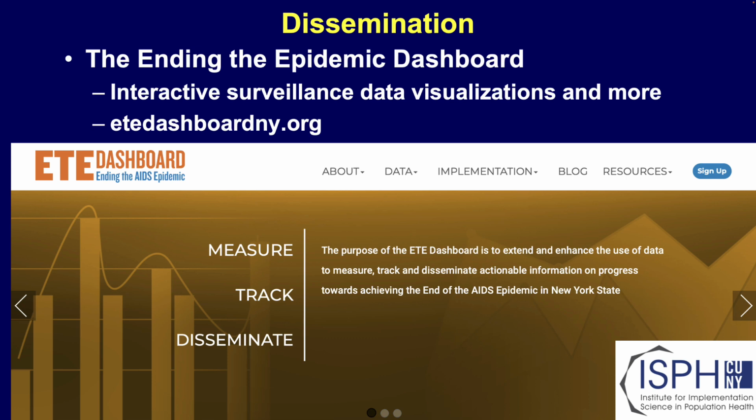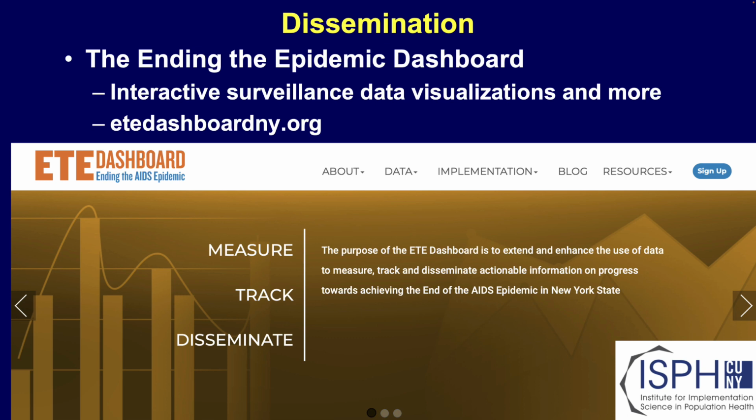Another very important surveillance data dissemination resource for New York City and the rest of New York State is the Ending the Epidemic Dashboard System, or ETE dashboard. It includes interactive data visualizations of HIV/AIDS surveillance data for all of New York State, and it also includes other related data and metrics. It's part of New York's efforts to end the HIV epidemic as a public health threat.